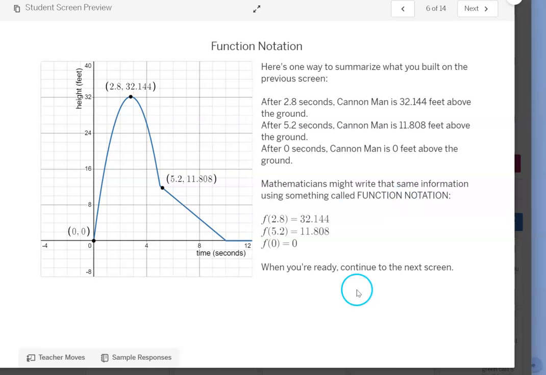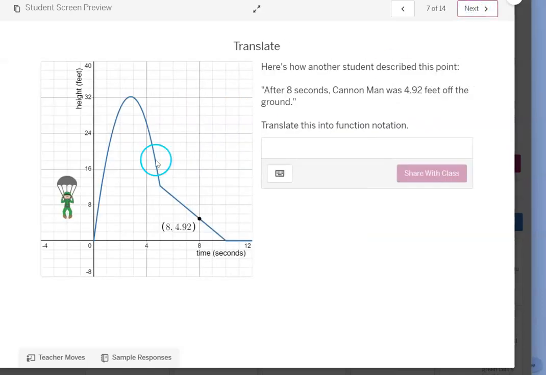And then here's where the function notation comes in. At 2.8 seconds, the height was 32.144. And so they're talking about function notation again here. So we're reviewing again what we've just done. And then after 8 seconds, they're supposed to type in f of 8 seconds equals the height.